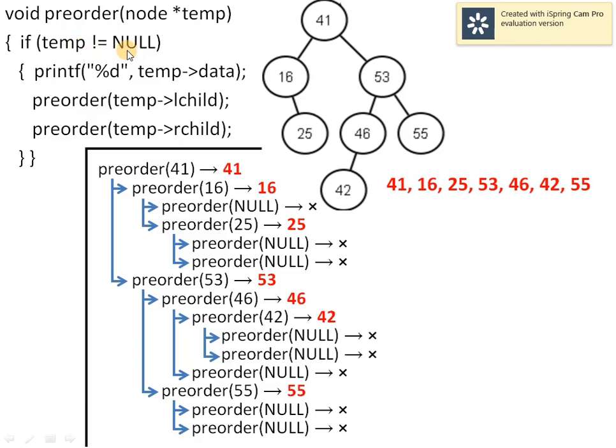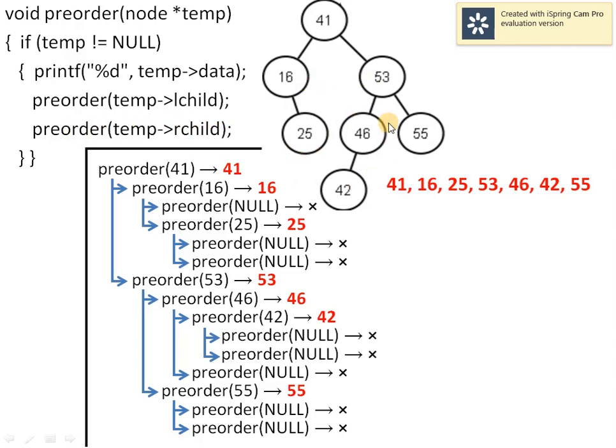So if temp is not equal to null, then we have to first visit the parent. Visiting the parent, that means we have to simply print its data. So print the data. After this, we have to first visit the left subtree in pre-order manner. So we are calling the same function pre-order on the left child of temp. And then once we have visited the left child completely, we have to visit the right child of temp in pre-order manner.